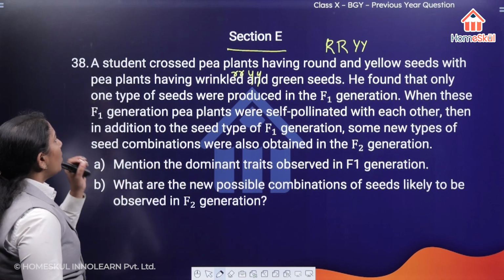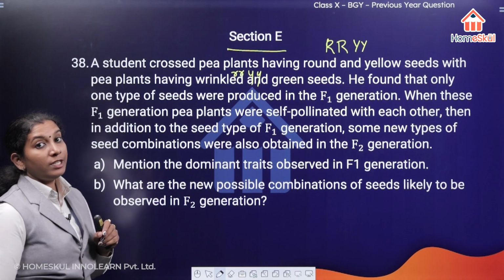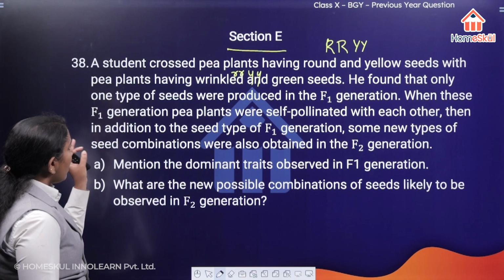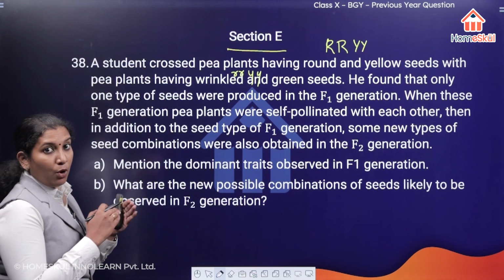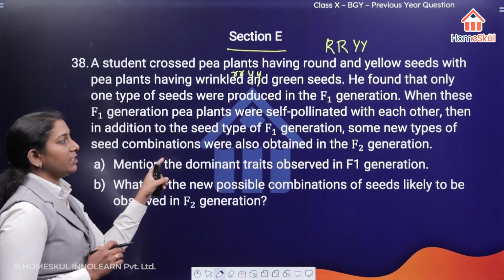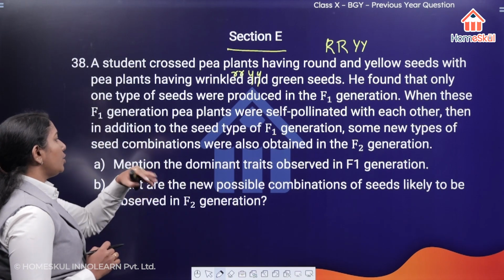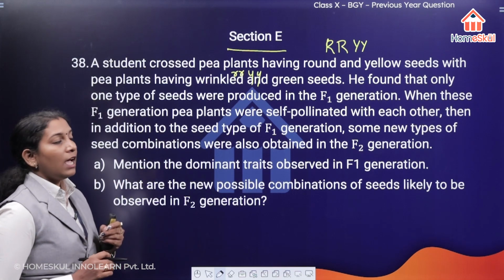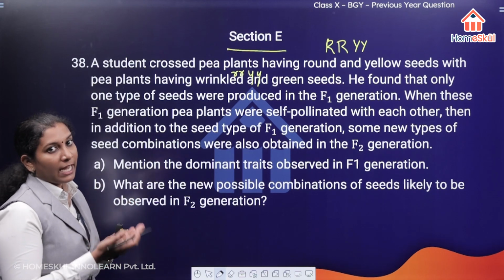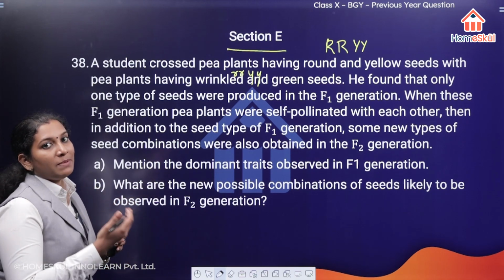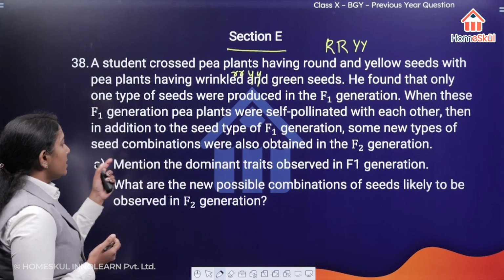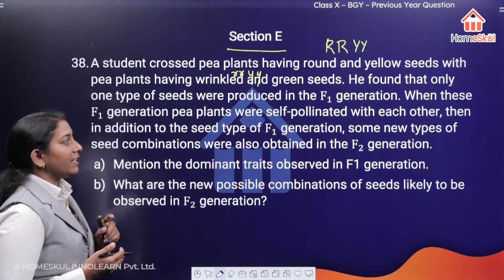Then he found that only one type of seeds were produced in the F1 generation. When these F1 generation pea plants were self-pollinated with each other, then in addition to the seed type of the F1 generation, some new types of seed combinations were also obtained in the F2 generation. That you know, when we are studying the dihybrid cross, we know that some new combinations will be obtained in the F2 generation. Okay, so the question is, mention the dominant traits observed in the F1 generation.